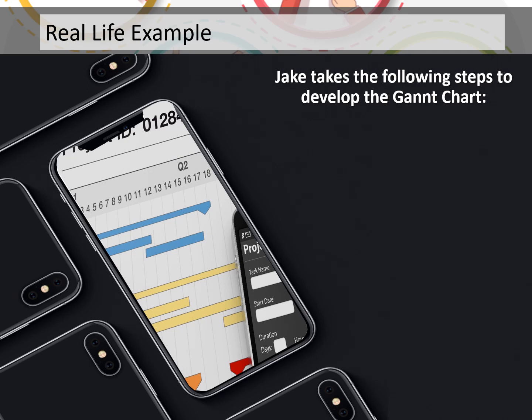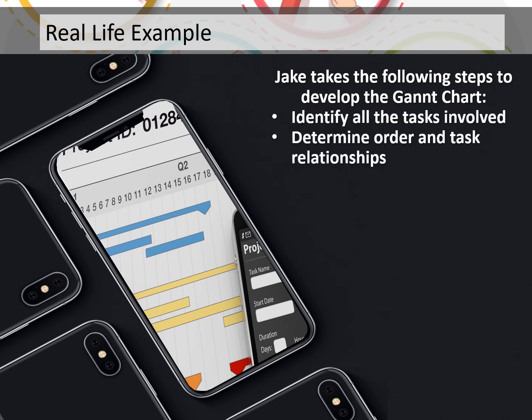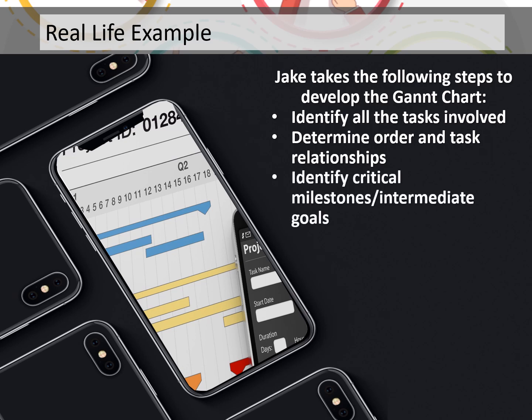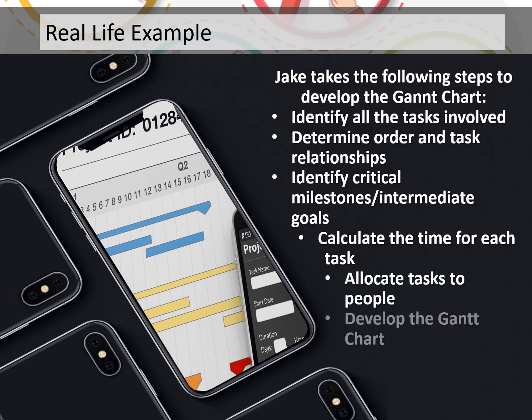To develop the chart: identify all the tasks involved, determine order and task relationships, identify critical milestones or intermediate goals, calculate the time for each task, allocate tasks to people, develop the Gantt chart, and review and update the Gantt chart.